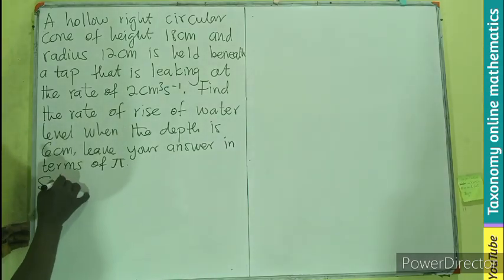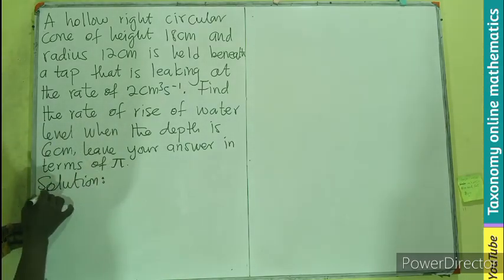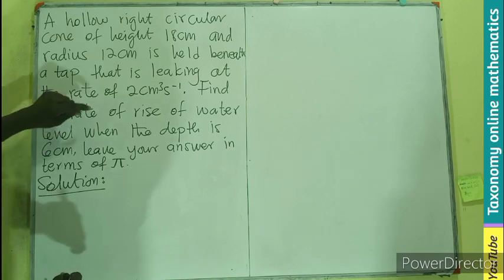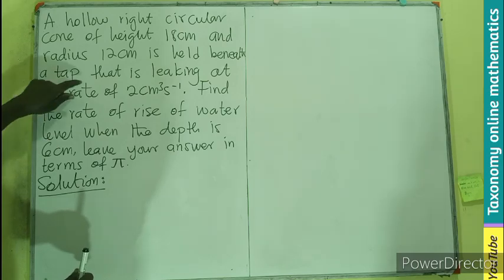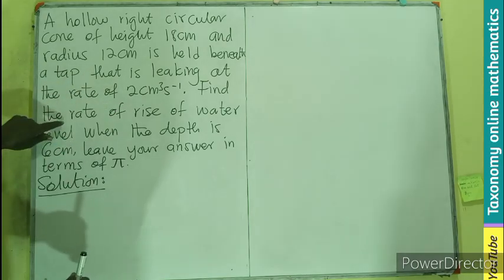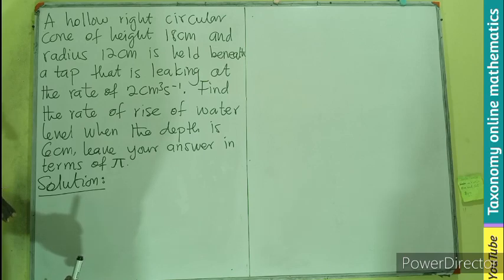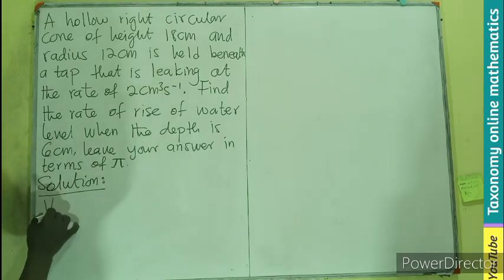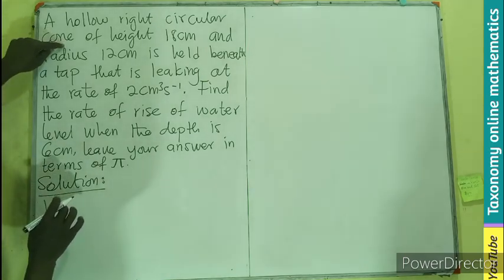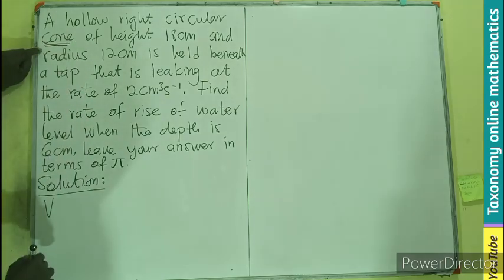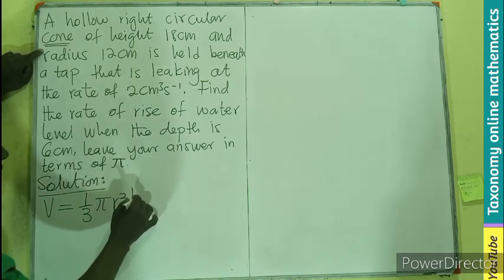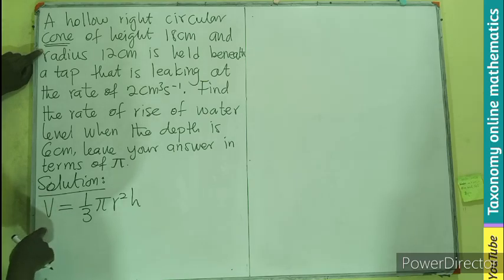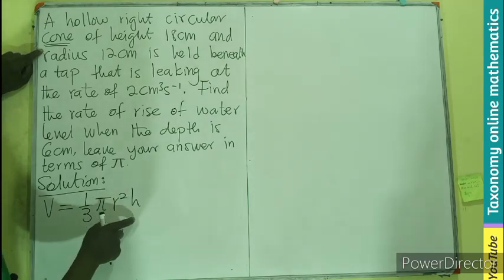So first things first, we have identified that we are dealing with what? Volume, right? You see the hollow cone held beneath the tap is leaking at the rate of this. Find the rate of rise. Okay, so this is talking about the volume. So we can say that the volume of a cone, this is the parameter we have in the question. The volume of a cone is given by 1/3 pi r square h. We know the volume of a cone is 1/3 that of the volume of a cylinder.